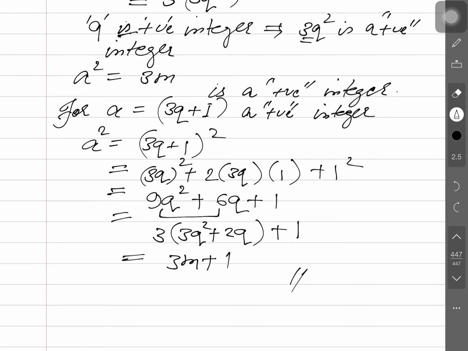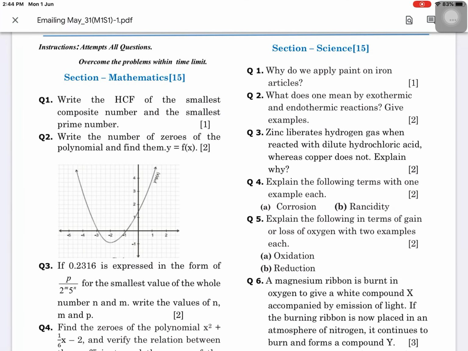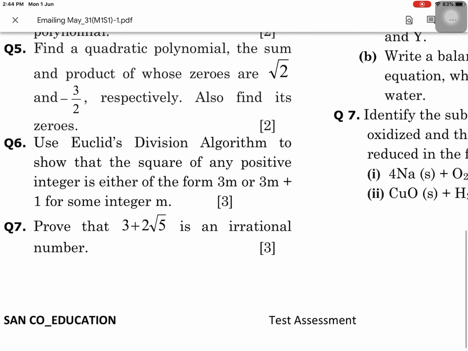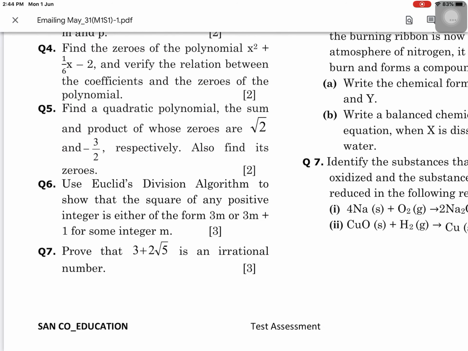What is the next question saying? The next question is: prove that 3 plus 2 root 5 is an irrational number. This is to be proved. How can you prove it? Do you want to know this question? 3 plus 2 root 5.